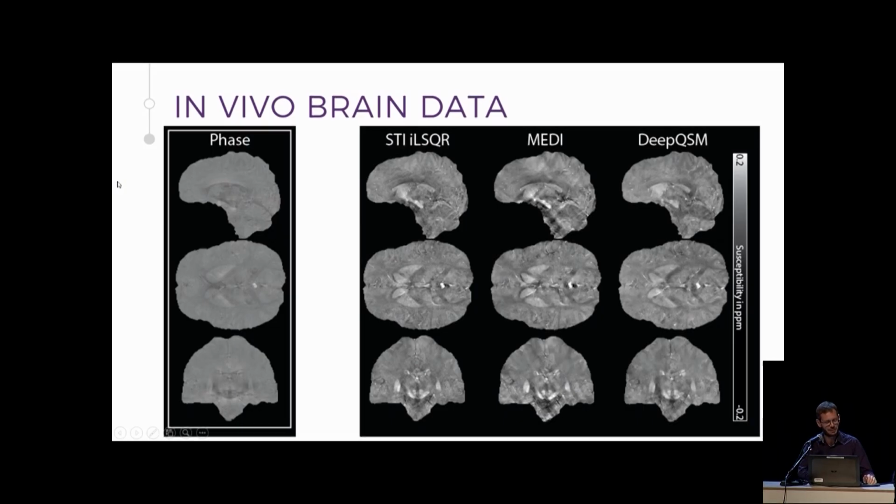So we thought, what happens if we use a real brain data set that was actually measured? This is the phase of this brain. It's already background field corrected. When we use STI, MEDI, and DeepQSM, we see we get quite similar results. However, there are some differences.